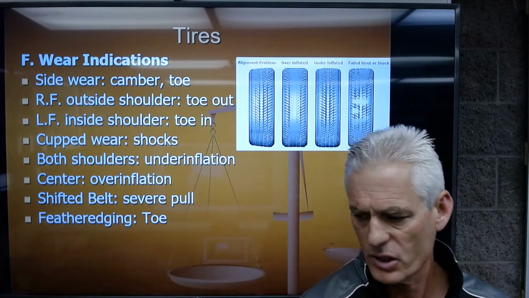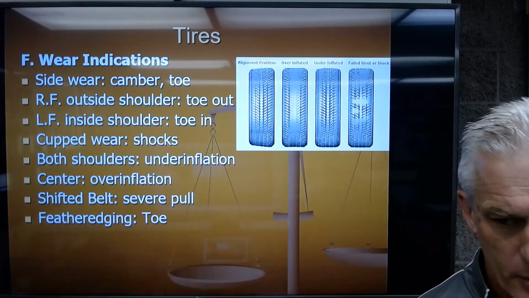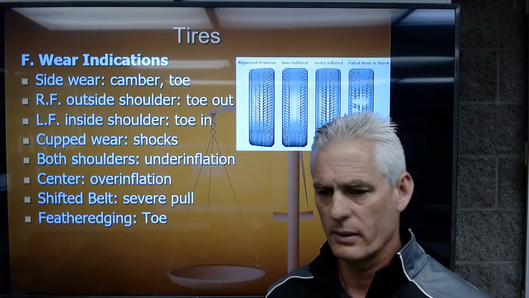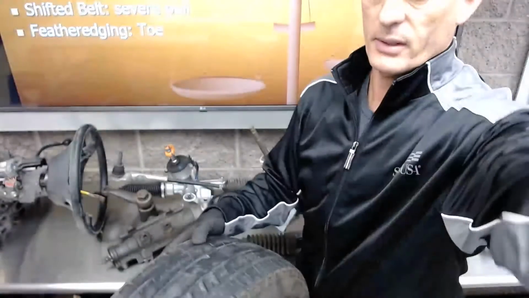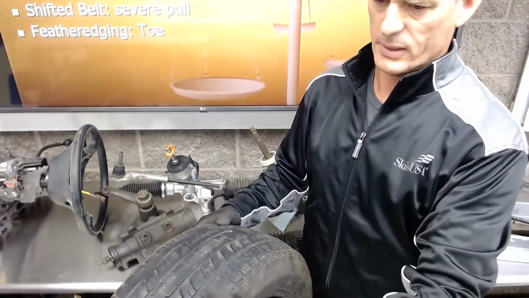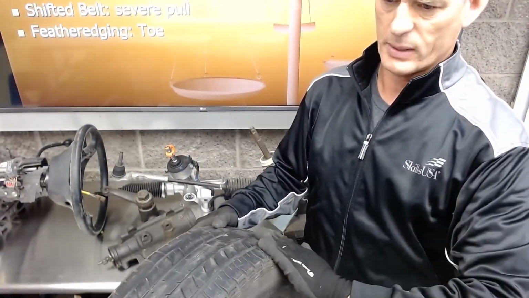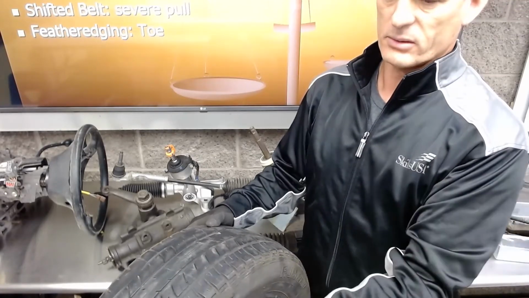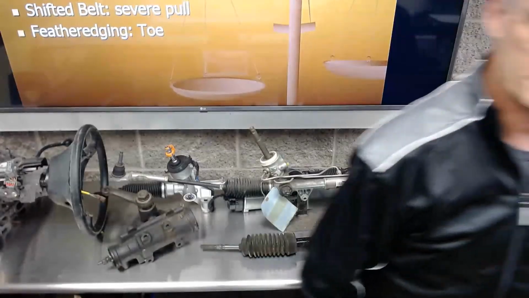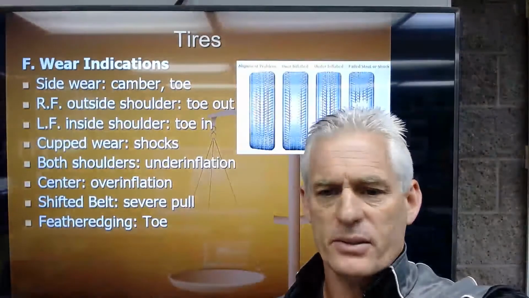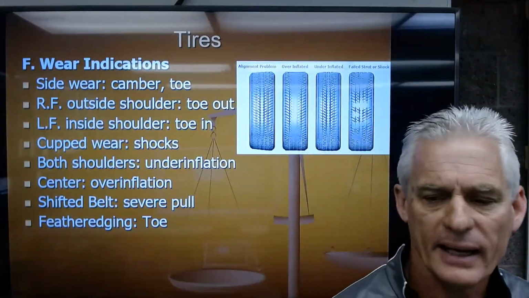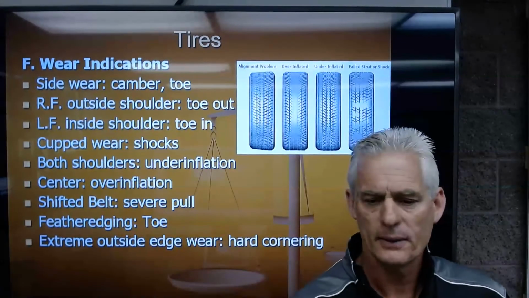Feather edging is toe, and feather edging is where you'll get a sharp wear. If you look at the tire here, when you rub your hand around it this way, it'll be smooth, and you go this way, it'll be sharp. So the tread will tend to stand up. Now that's true mostly on bias ply tires, but on radial tires it does it too. After a while it will do it as well.